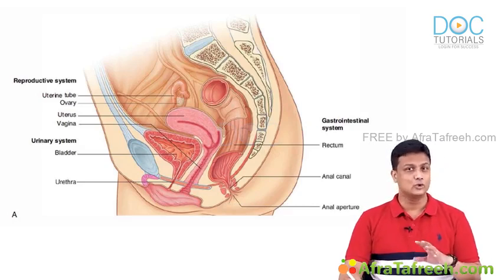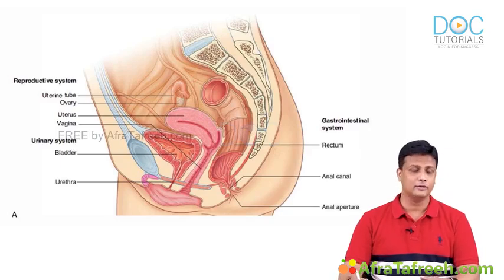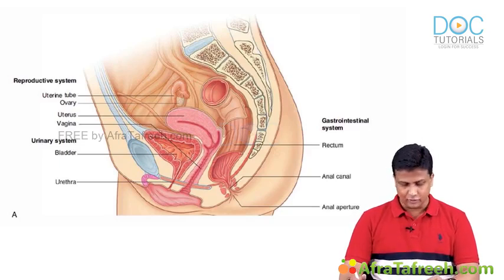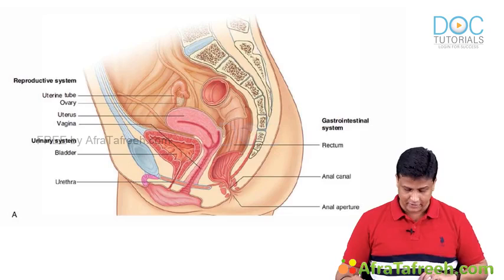Once you're comfortable with those two diaphragms, then we'll study the perineal body and then later on the most important part, that is the perineal pouches. So let's first of all begin with the diaphragms, the pelvic diaphragm and the urogenital diaphragm.